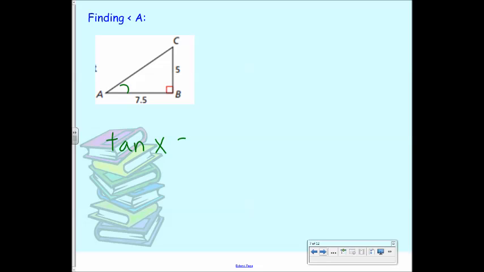In general, it's opposite over adjacent for tan. SOHCAHTOA, TOA. So opposite over adjacent. So that means tan A would be equal to what? 5 over 7.5. All right, and I want to figure out A, right? So I need to get rid of the tan.